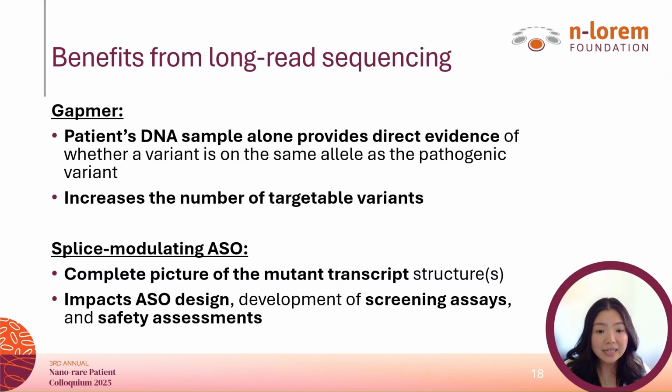And so in the case of these splice modulating ASOs, or ASOs where we're trying to force the wild type RNA to be created instead of the mutant RNA, it's really important that we have a complete picture of the different mutant transcripts, or in this case, the 2 different mutant transcripts, because this ultimately is going to affect how we are designing our ASOs, how we're developing our different screening assays, and also how we evaluate safety.